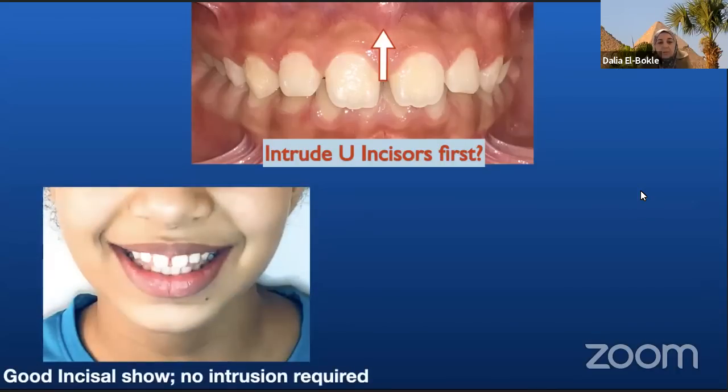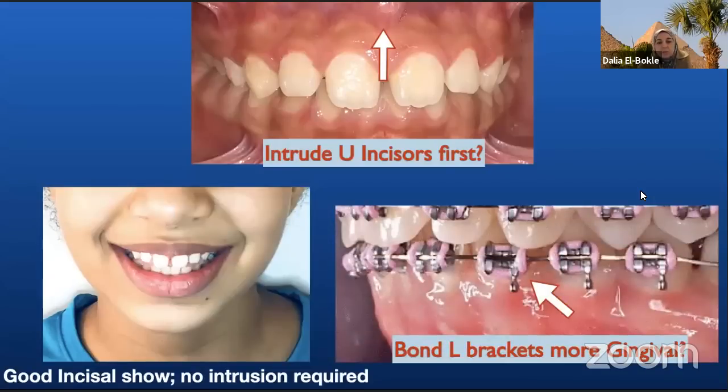So I look at my patient and I see that she has good incisal show, so no intrusion is necessary in her case. And I don't want to procline her teeth either. So my second option is now to bond the lower teeth more gingival in order to avoid any traumatic occlusion with the upper teeth. So let's see what will happen if we bond the lower brackets more gingival.